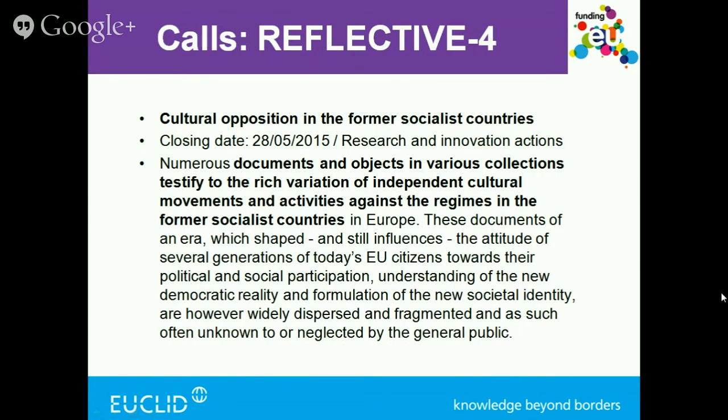Cultural opposition in the former socialist countries, another RIA. Numerous documents and objects testify to the rich variations of independent cultural movements. But what they want to do is provide some opportunity for this to become better documented and more widely known to the general public. So how might this happen?